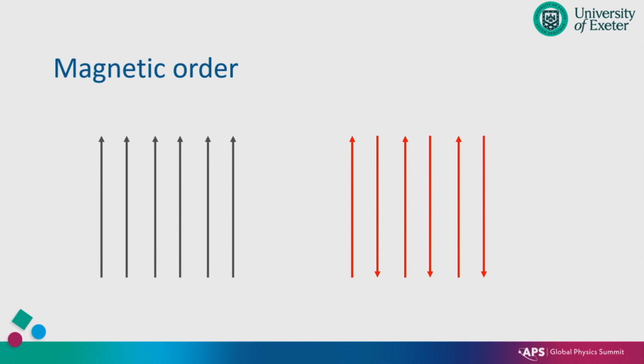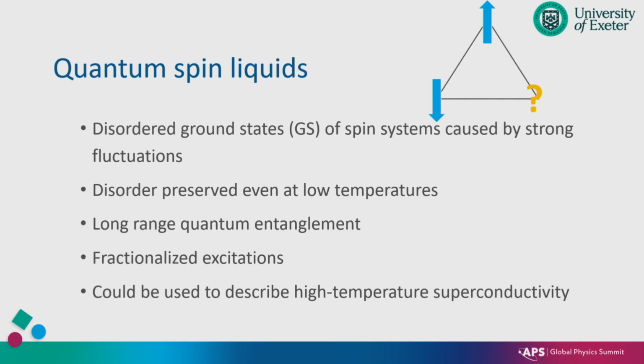First, magnetic order. We know that spins, for example, can be aligned ferromagnetically, so all aligned, or anti-ferromagnetically, anti-aligned. But when we have quantum spin liquids, what we have is frustration. A very simple example is a triangle lattice where you have one spin aligned and one anti-aligned, and you're wondering what the third spin should be to ensure the lowest energy. And of course, you can align it either way and you'd have the same energy.